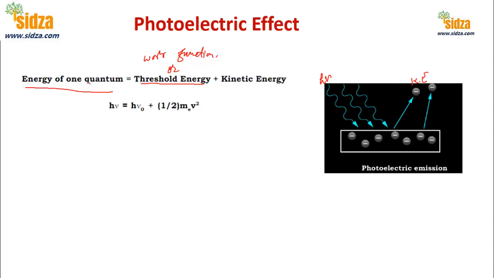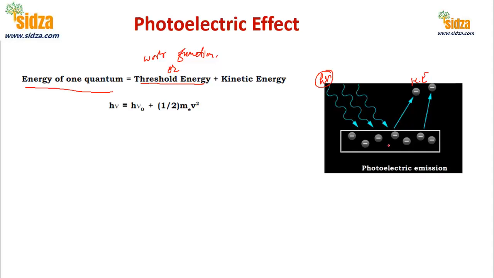If we use a quantum that has energy less than this threshold energy, that means the photoelectric effect cannot be observed. Electrons cannot be ejected if the energy of this quantum is less than the work function, less than the threshold energy. We can only knock out the electron from the metal when we use a quantum that has energy equal to the threshold energy or more than that.